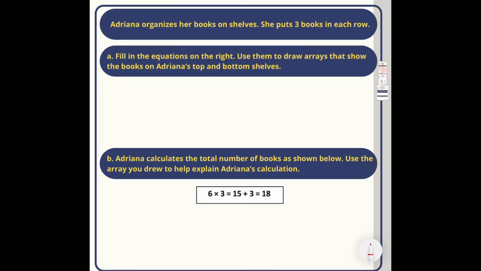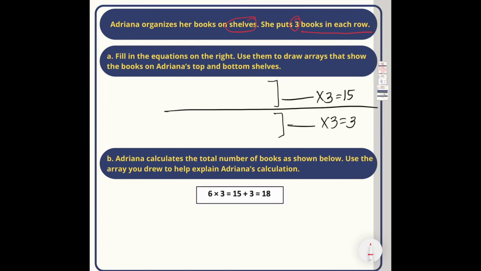Okay, the next problem that I'm going to show you is a word problem. So we can apply the skill of distributive property with arrays to decompose units as a strategy to multiply. It says here, Adriana organizes her books on shelves. She puts 3 books in each row. So as you can see, she's using a shelf or shelves. And in each row, she puts 3 books.